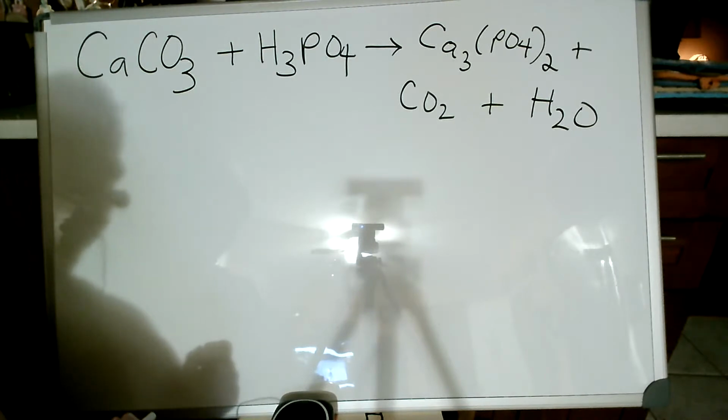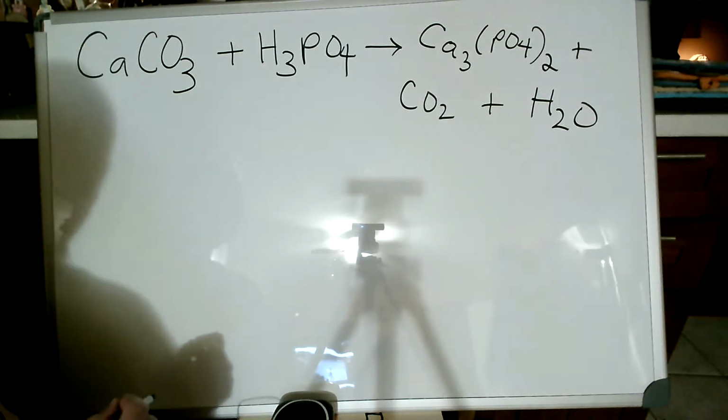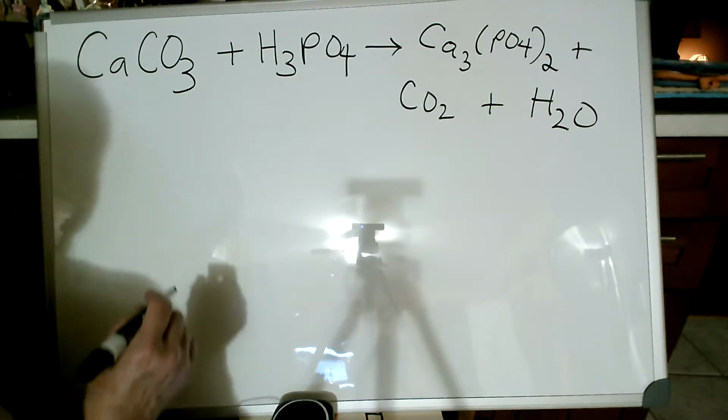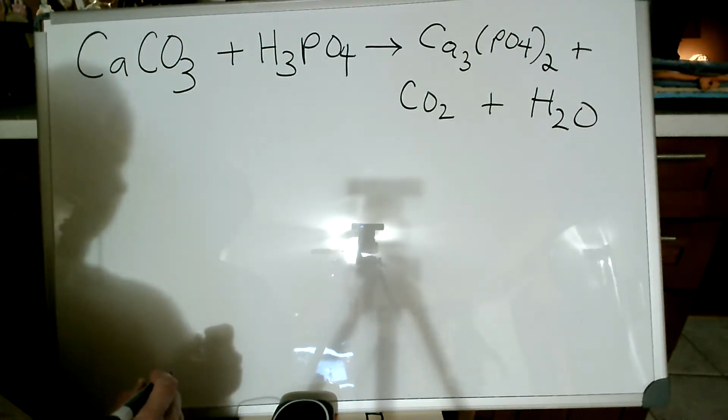Okay, I'm going to give you another reaction to balance now. We're going to do calcium carbonate reacts with phosphoric acid to form calcium phosphate and carbon dioxide and water. So if you can balance this reaction, you can do anything, because this is really tricky.